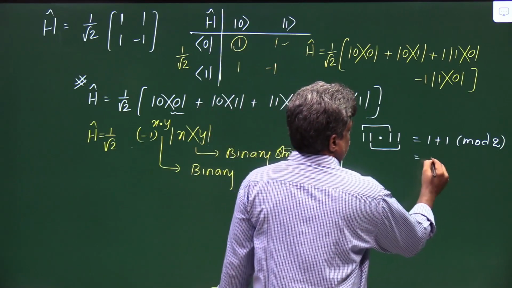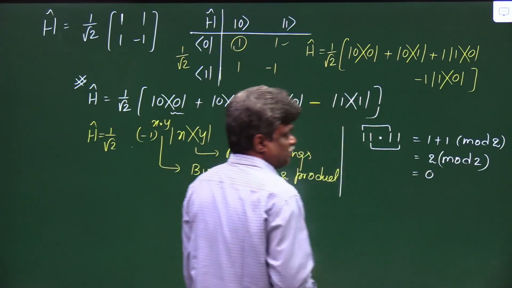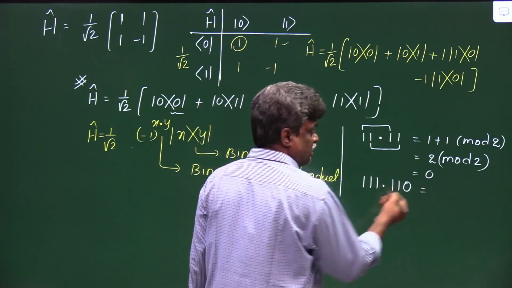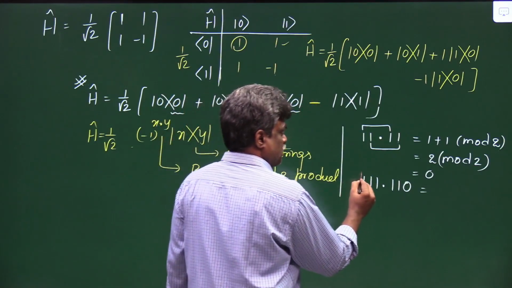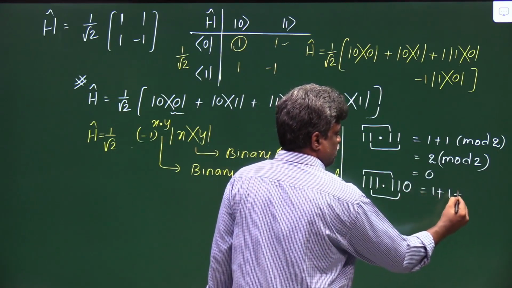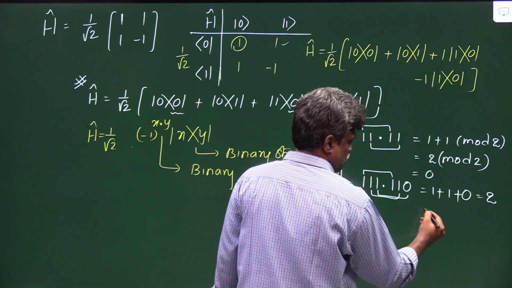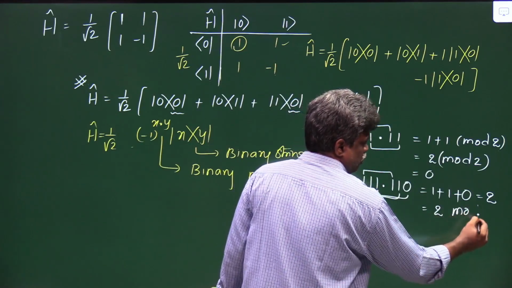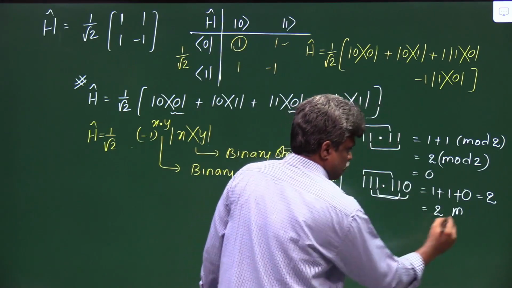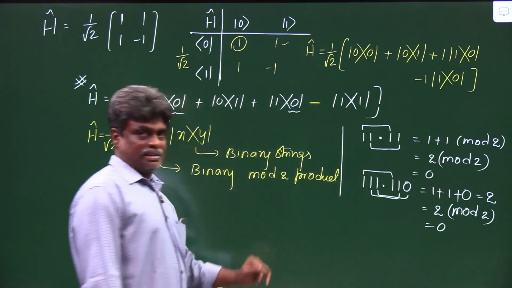Right? So this is 2 mod 2, which is nothing but 0. If you take 1 1 1 dot 1 1 0, for example, 3 qubits you have taken. So first 1 times second 1, plus third 1 times 0, again it is equal to 2. But you have to take 2 modulo 2, which is again equal to 0, like this.